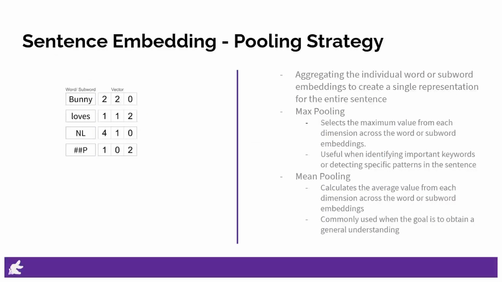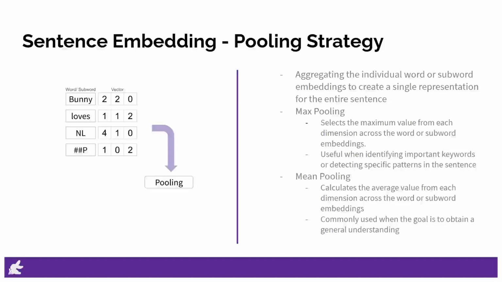When obtaining sentence embeddings, a pooling strategy is often used to calculate a fixed-length representation of the sentence based on a collection of word or subword embeddings. Pooling involves aggregating the individual word or subword embeddings to create a single representation for the entire sentence. Max pooling selects the maximum value from each dimension across the word or subword embeddings. It captures the most salient features or characteristics present in the sentence. This pooling strategy is useful when identifying important keywords or detecting specific patterns in the sentence.